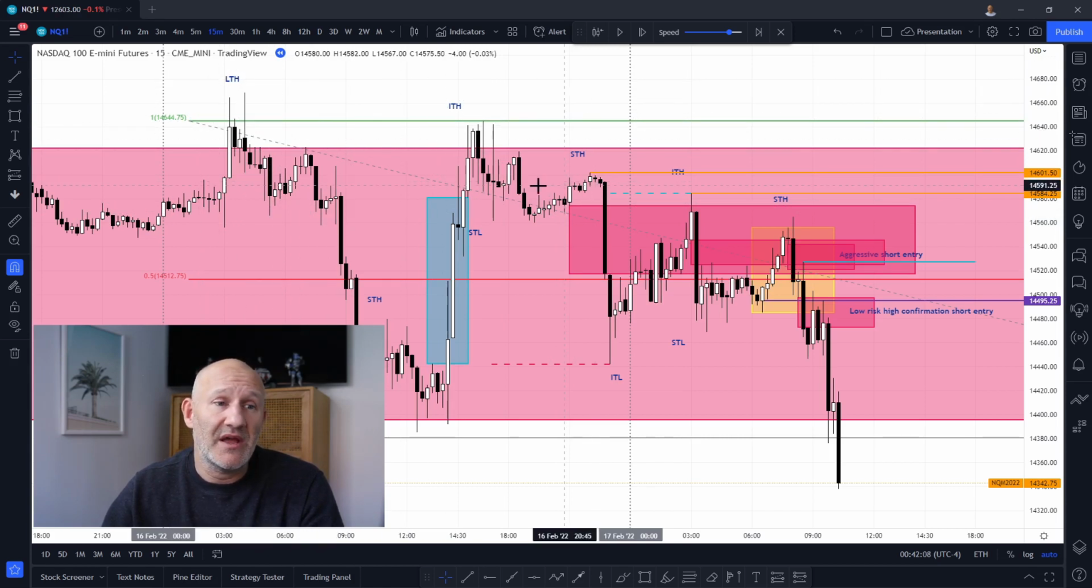It would mean that we were expecting price to go lower, but by breaching this high, it would mean that it wasn't going to be going lower, and we'd have to wait for more price action to determine where the market was going to go. But we didn't get that.